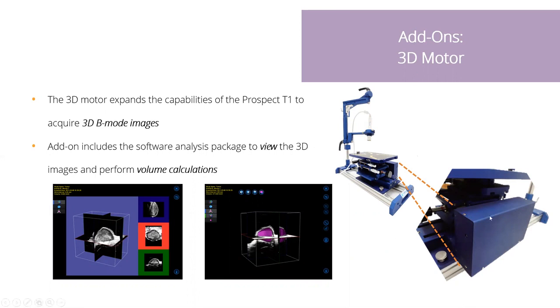And so the 3D motor mounts onto the side of the animal scanning platform here. You can see it located here as well. That's simply going to translate the stage underneath the probe across a specific distance with a specific step size that you would then specify, and it includes the software to do all of the visualization and analysis that's necessary on these images.